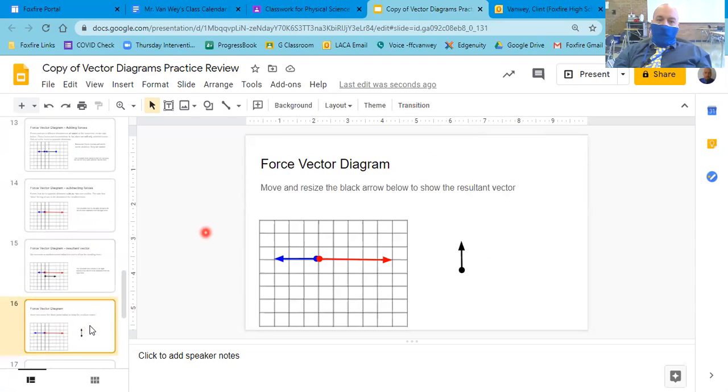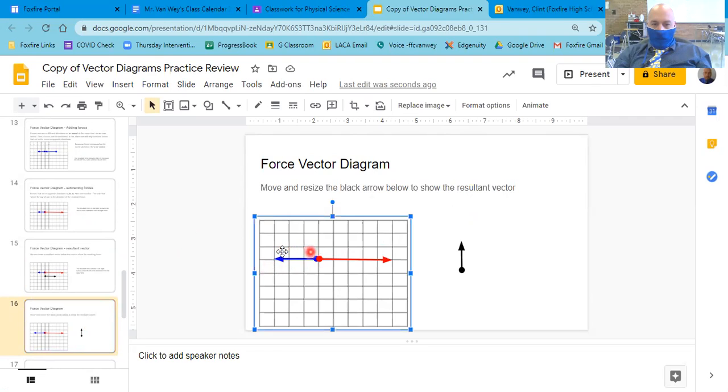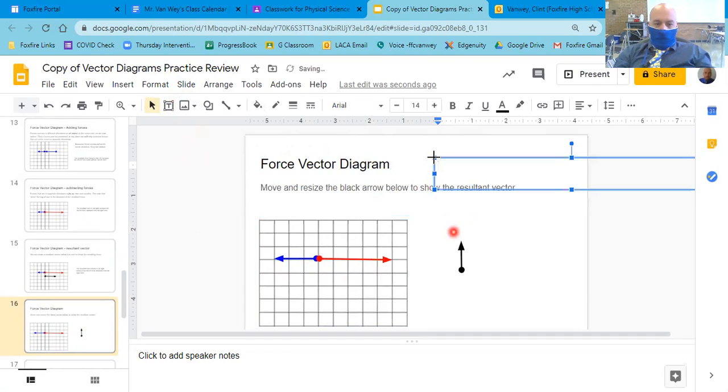Do that below. It says move and resize the arrow below to show the resultant vector. So let's think. I've got 1, 2, 3 to the left, I've got 1, 2, 3, 4, 5 to the right. So let me do some math here. 5 minus 3. That's 2 newtons. And I know that it's easy enough to subtract 5 minus 3 without typing it out, but I wanted to show you guys my thought process here. So I've got 2 newtons, and which arrow is longer? The arrow to the right. Okay. So it's going to be 2 newtons to the right.